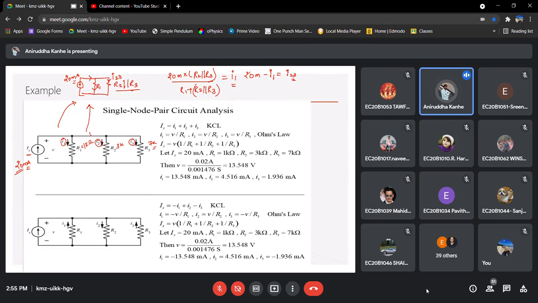flowing in this branch, I23. Now again, for this combination, you can use the current division, and then you can write I2. Can you tell me the I2 equation? I2 is, are you getting my point? I2 is, please, anyone?